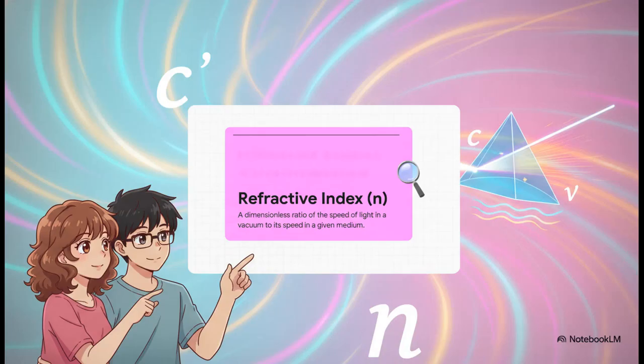Those numbers we just looked at make up what we call the refractive index. It's represented by the letter n, and it's basically just a simple dimensionless ratio. You just take the speed of light in a perfect vacuum, which is c, and divide it by the speed of light actually traveling through whatever material you're testing, which is v. The main takeaway here is that the higher the refractive index, the slower the light travels, and therefore, the more dramatically that light ray is going to bend when it hits the material.